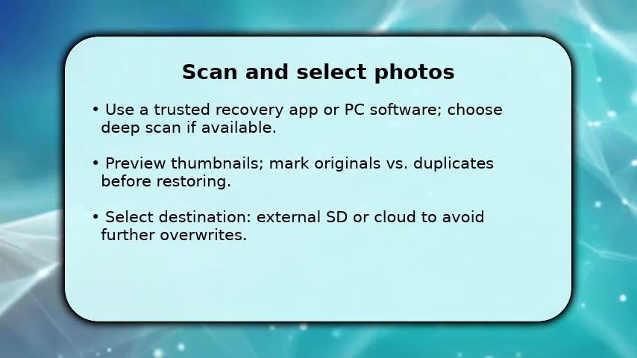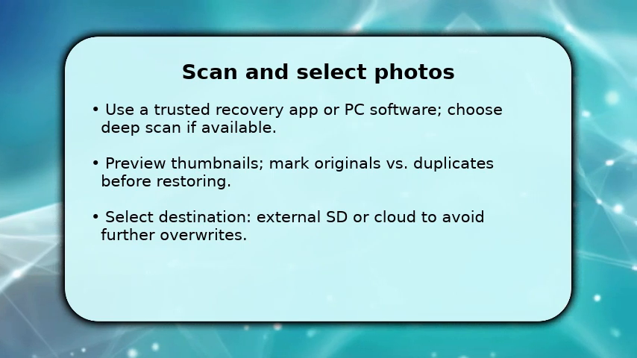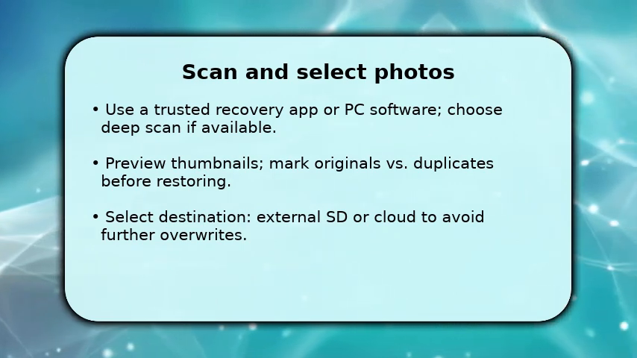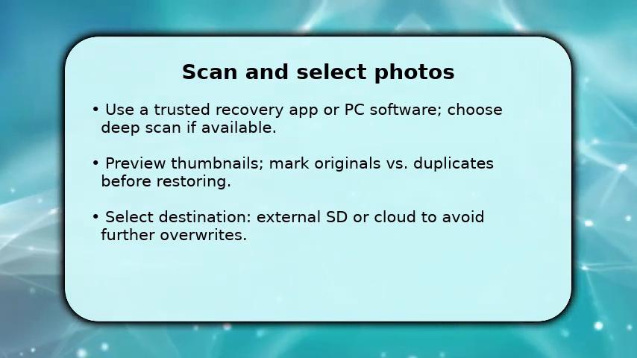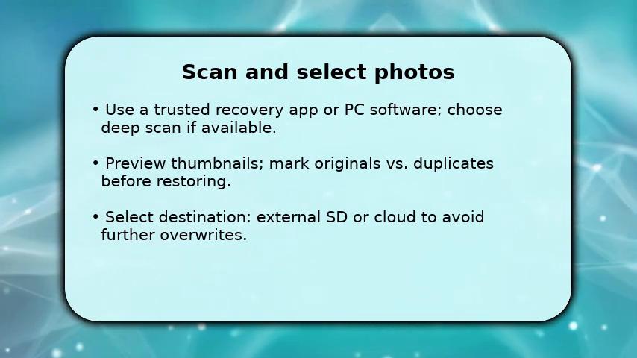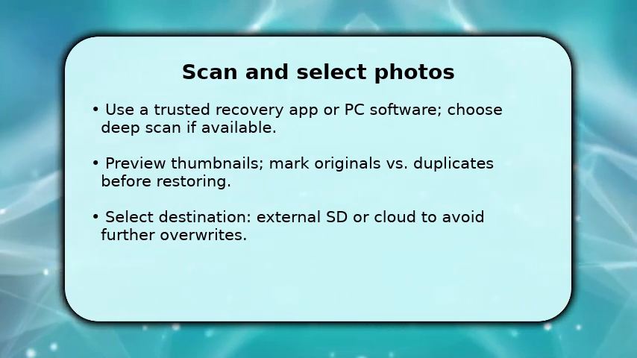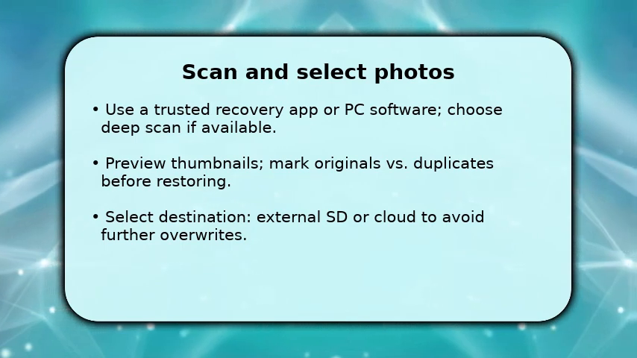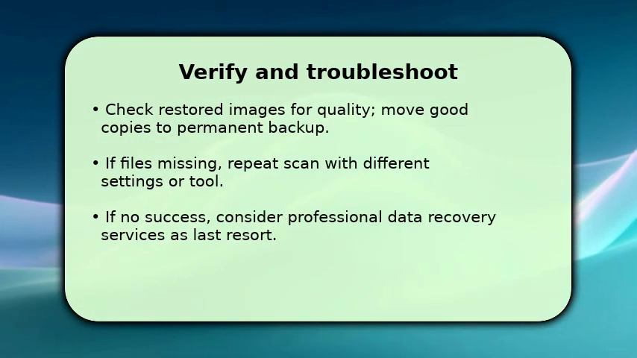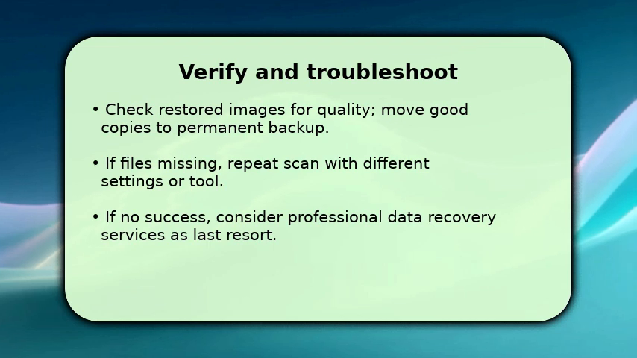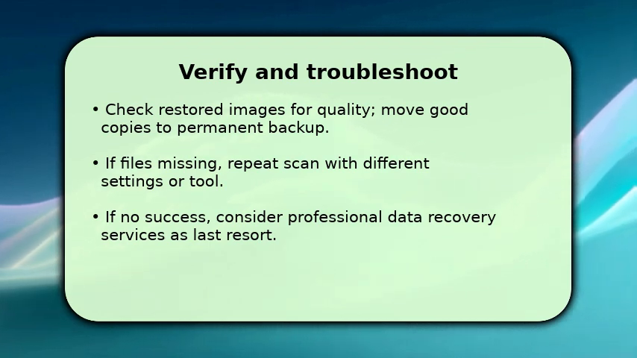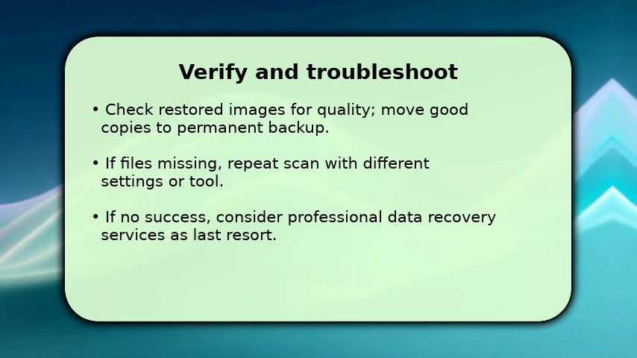Make sure to change the restore destination to an external SD card or cloud storage so you won't overwrite remaining recoverable data on internal memory. Once selections are confirmed, start the restore and monitor progress until the transfer completes. You finish by verifying each restored photo for quality and completeness. Immediately copy confirmed images to a permanent backup like Google Photos or an external drive.